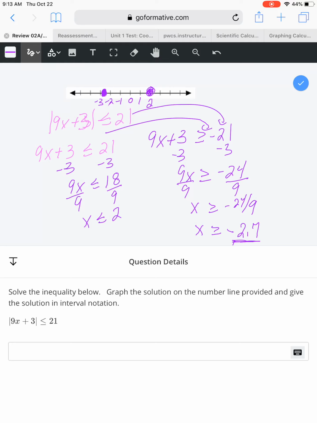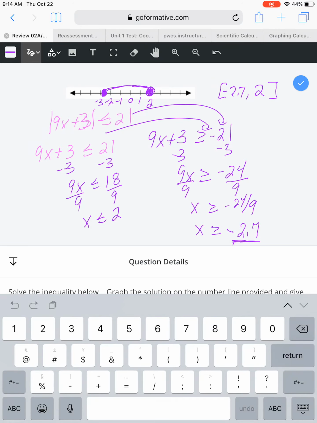I'm going to have a filled in dot because it's or equal to. It says x is less than 2, so I'm going to have an arrow going to the left. This is x is greater than negative 2.7 to the right, and so they meet up. So it says graph the solution and give the solution in interval notation. In my interval notation, I'm going to have closed brackets because it's or equal to, and my graph goes from negative 2.7 to 2.